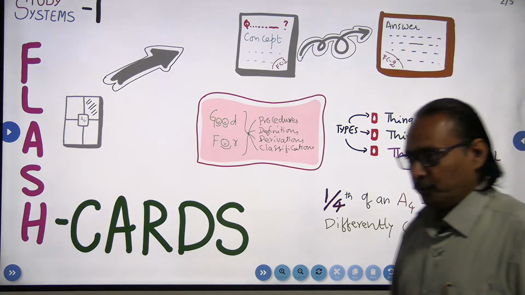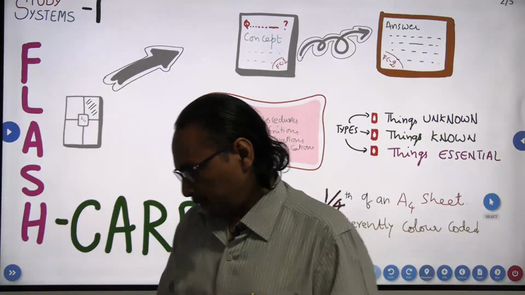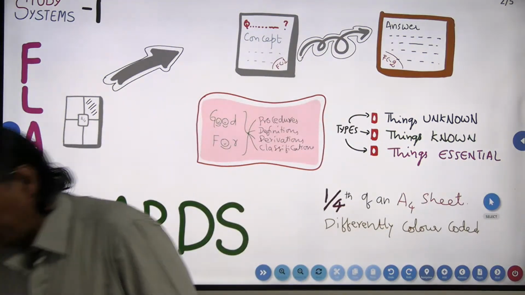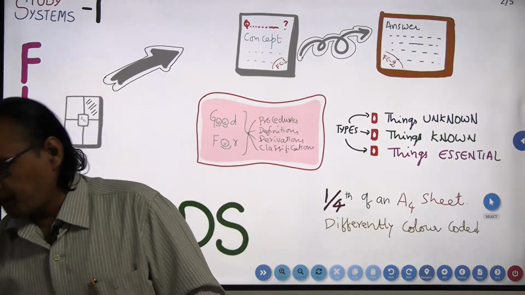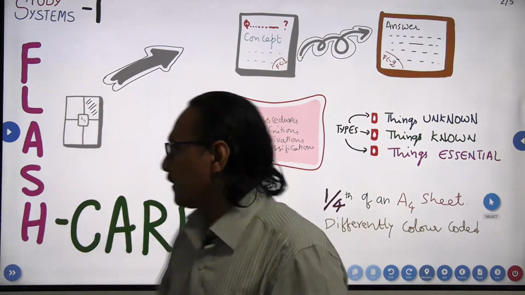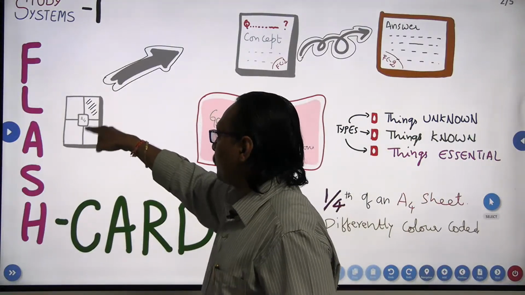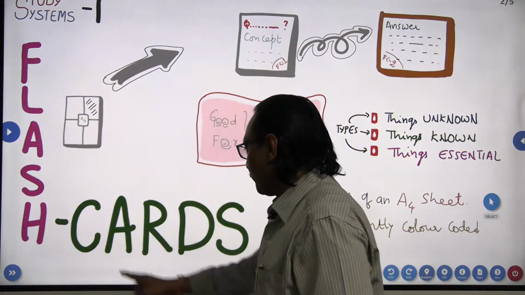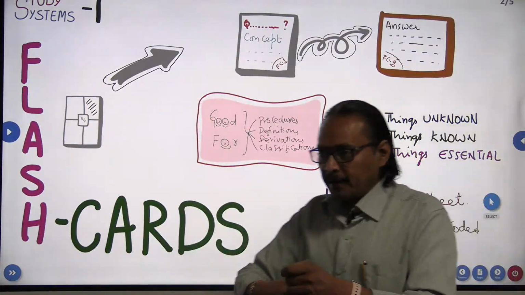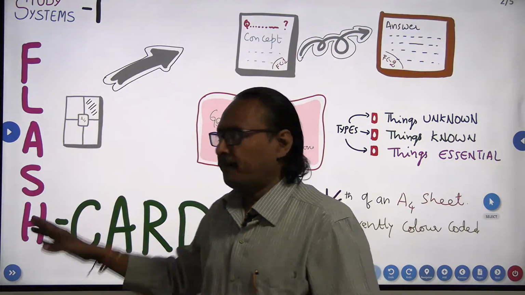So what you need to do is take an A4 page, something like this. On this A4 page, you divide it into 4 parts, as I have shown here clearly. Each part is going to serve the purpose of a card. Because you can flash it and show it very clearly, you can call it a flashcard.